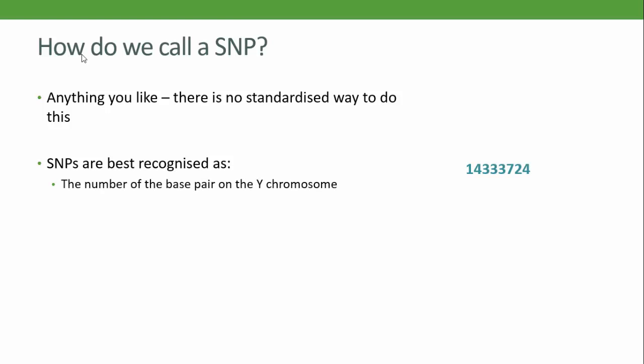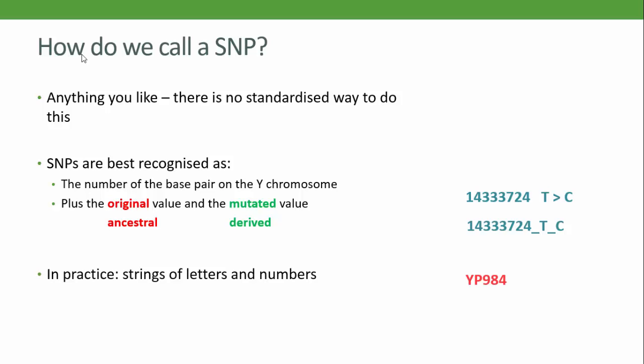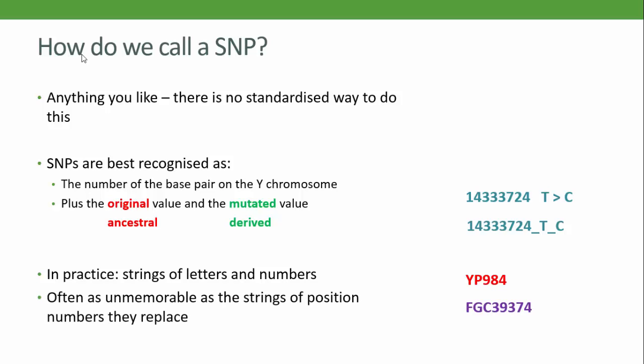This is followed by the original value at the mutated site, here a T, plus the mutated value, here a C, which are referred to as the ancestral and derived, i.e. mutated, values. There are slightly different ways of writing this down. We see two examples here. In practice, names are given to SNPs which are shorter, easy to remember and say, and are usually combinations of letters and numbers. But they can often be as unmemorable as the long numbers they're meant to replace.